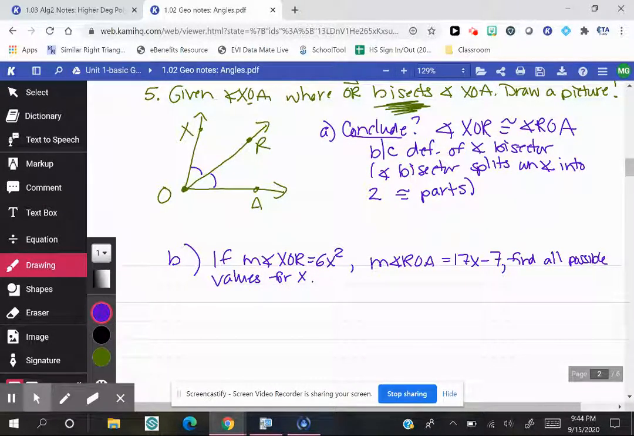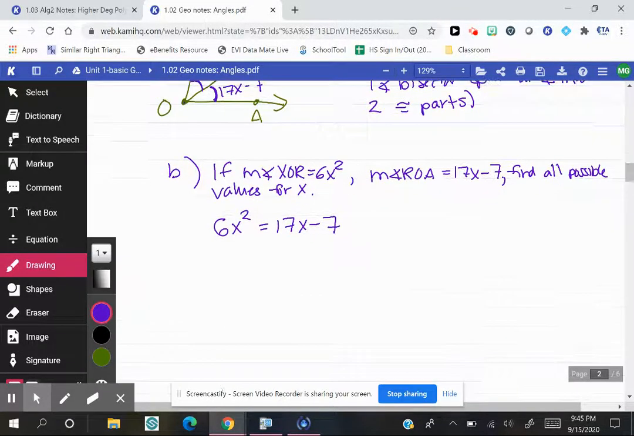So if we go up here and we label this XOR, so I find X, then O, then R, that's 6x squared. Then I find R, then O, then A, and that's 17x minus 7. So we marked our picture here to show that these two angles are congruent, which means they're also equal. So I can set 6x squared equal to 17x minus 7.